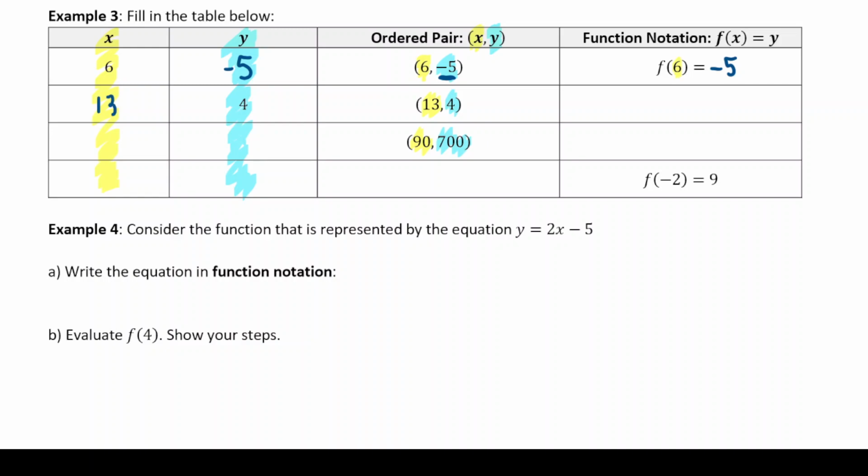And again, pause the video anytime and try these on your own if you feel comfortable. So when I input 13 here, the output is 4. The y value is 4. When I input 13, the y value is 4. So I'm trying to keep consistent with my colors.